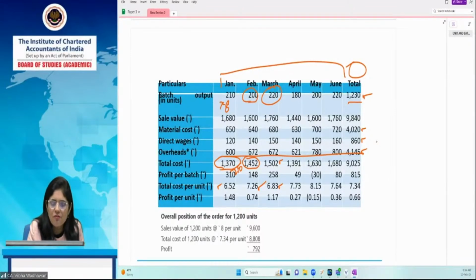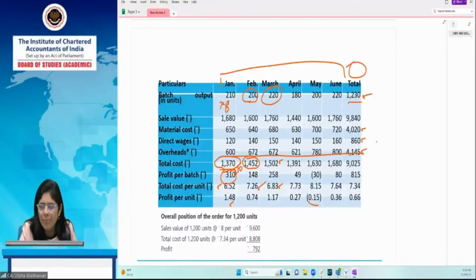So this is profit per batch. 310 is profit of one batch. This is divided by 210 units for January. So divided by units, you will get profit per unit, which comes out to 1.48. Clear? And there is some loss also coming in May. So this is the total cost per unit and total profit per unit. All right, this is how we do.